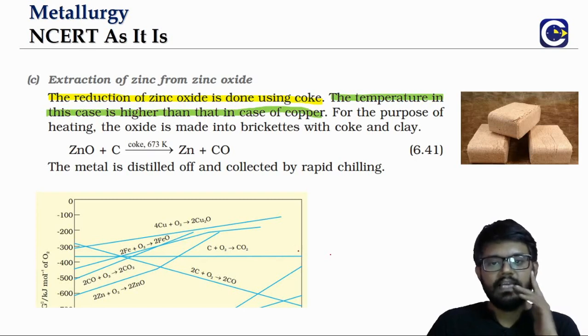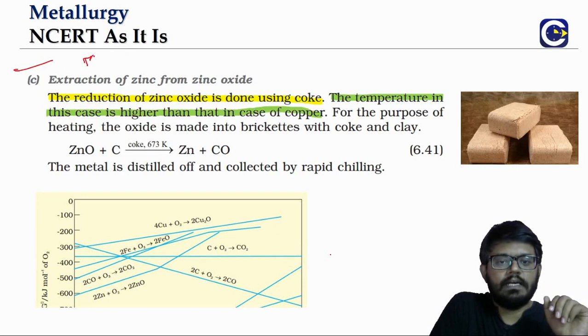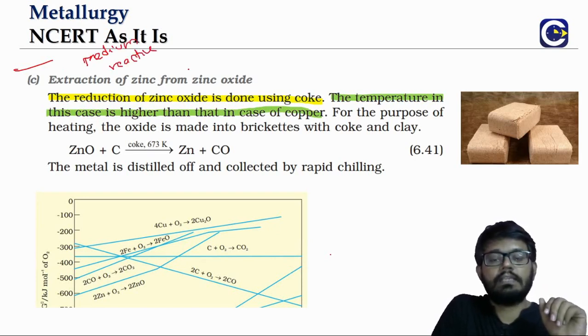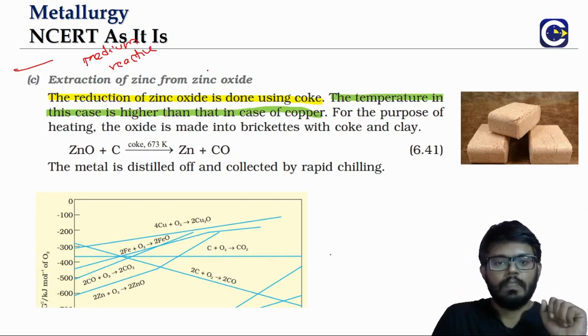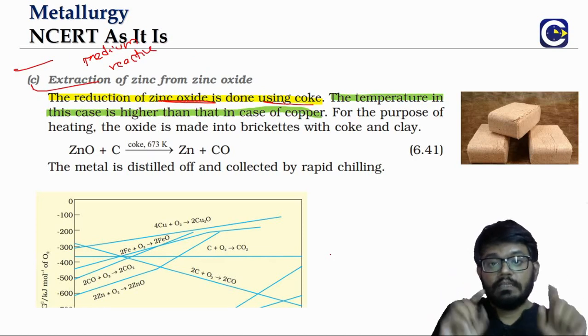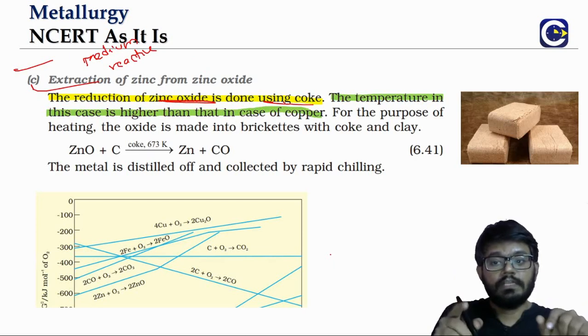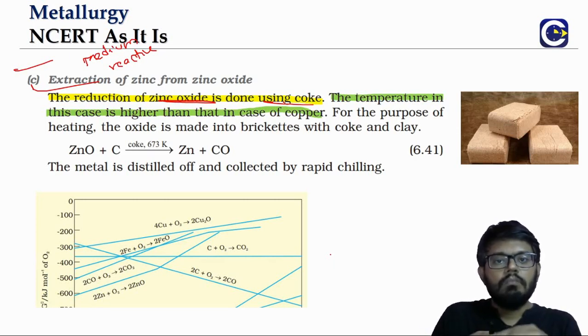Next we have the extraction of zinc. Now zinc is along with iron, a medium reactive element. So in this case we have the coke reduction. The reduction of zinc oxide can be done by using coke. But when you compare this with the reduction of copper oxide, copper oxide we can also reduce by using coke, but in the industry we go for the self reduction because that is economically more lucrative.